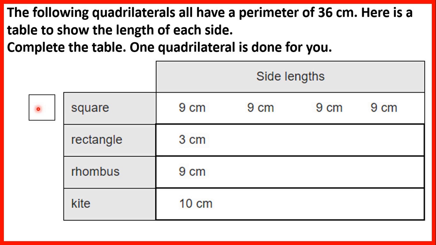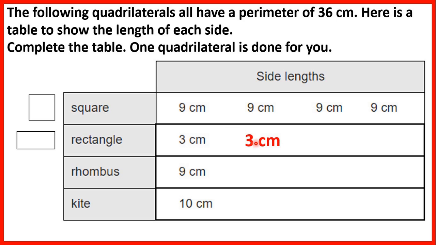So if we have a square and the perimeter is 36, we can find the lengths of the sides by dividing 36 by 4, because all sides are the same length, and that's why each side is 9 centimeters. Now we have a rectangle, and we know that with rectangles, opposite sides are the same length. So if one length is 3 centimeters, another must be 3 centimeters as well.